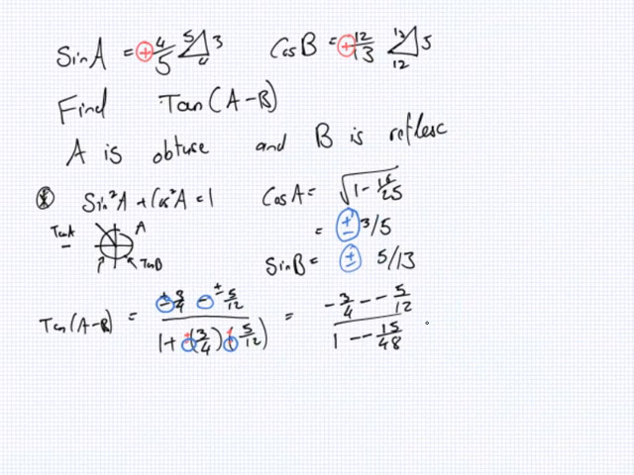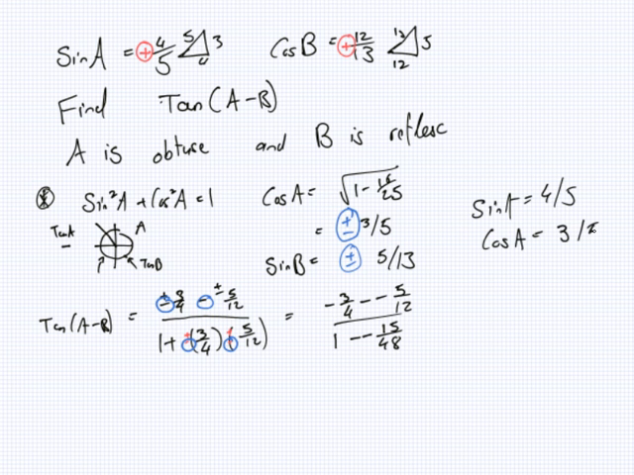Yes. Sine A over cos A for tan A. Yeah. Sine A is 4 over 5. Cos A is 3 over 5. Yeah. So sine A over cosine A equals minus 4 over 3.